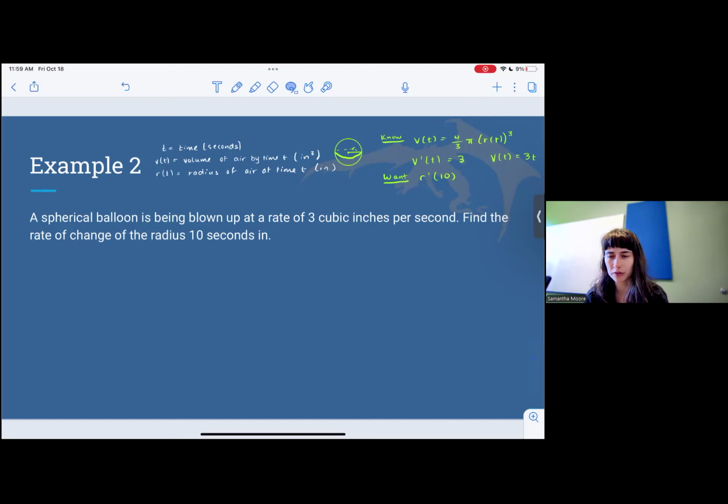Okay, so following my nose, really, I want something about r prime. At a specific time, sure, but if we can find r prime of t first, then we would be able to find r prime at 10. And the only equation that I have that involves r at all is that one. So if I take the derivative of this equation, I might well see something that involves r prime. So that is what following my nose in this context means.